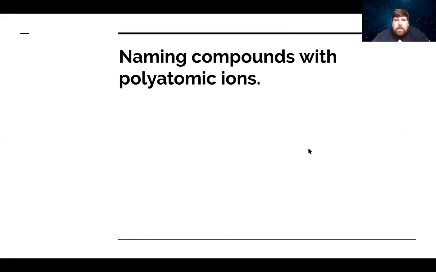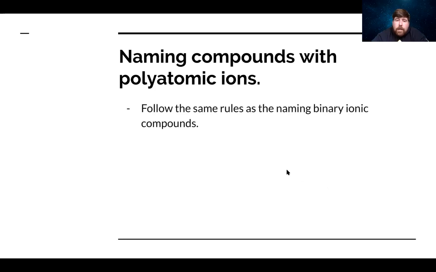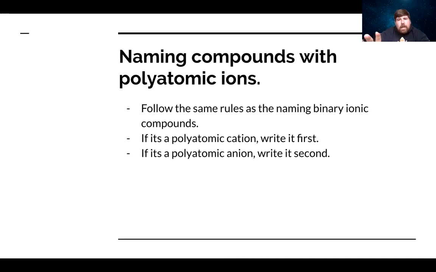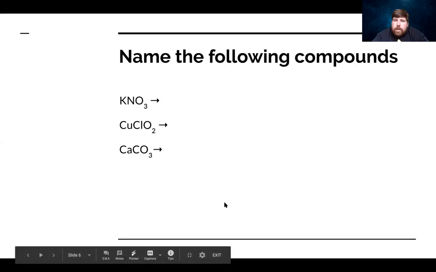Now, as far as naming compounds with polyatomic ions, you pretty much want to follow the same rules that we established for naming binary ionic compounds. If you have a metal, and that metal is a transition metal, you want to use Roman numerals for that metal. All of that still applies. The only thing that changes is that your polyatomic ion could be a cation, or it could be an anion. Most of the time they are anions, not all the time, but for AP chemistry, most of the time they are the anion, meaning you will name the metal as is, and then you name the polyatomic ion as is. So let's go ahead and try a couple of these out.